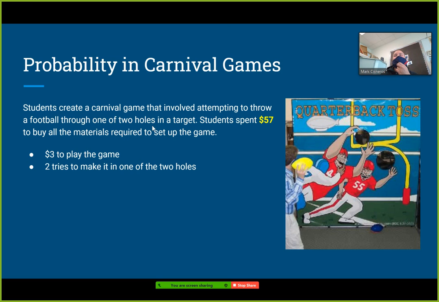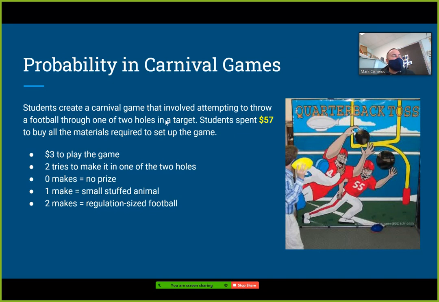Here's what you can win. If you don't make anything, you get nothing. That sucks. If you make one of them, doesn't matter which hole, you get a small stuffed animal. And if you make both of them, then doesn't matter which holes, you get a football. Okay, you get to keep a nice, cool football.